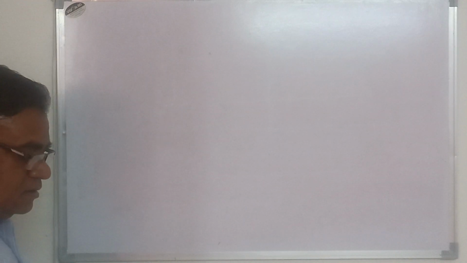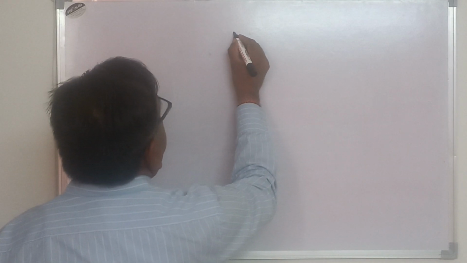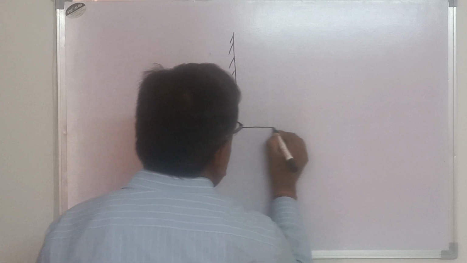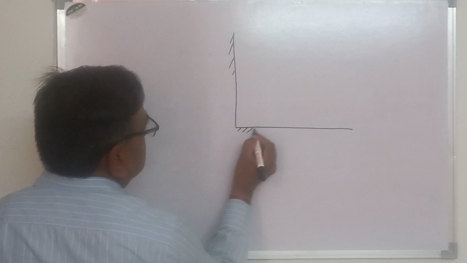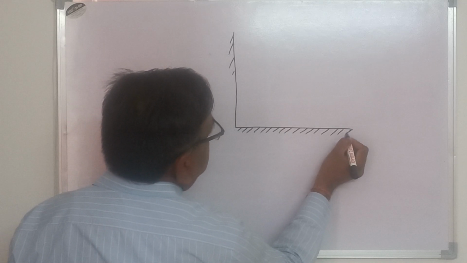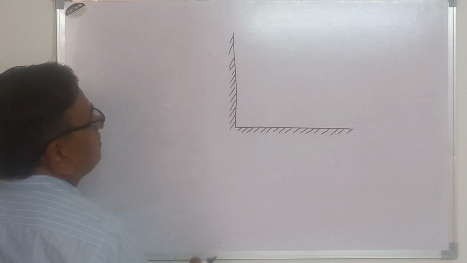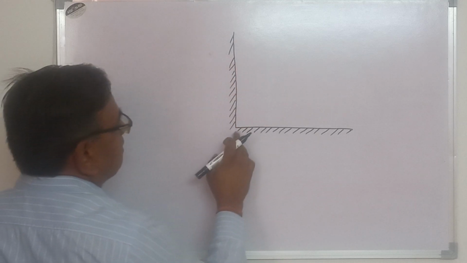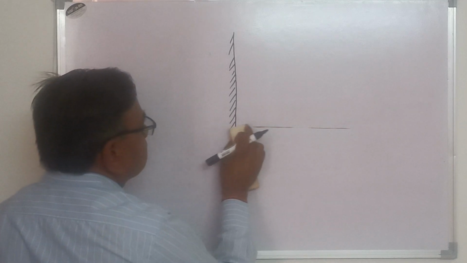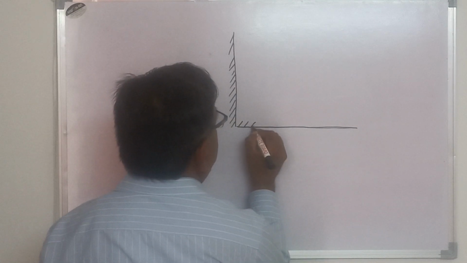Two mirrors are put at 90 degrees. Let this be the first mirror and this the second mirror. Now take the reflecting surfaces in the same direction, otherwise how will the rays be reflected? If we take this reflecting surface and the down one, if we take it in this way, what will happen?